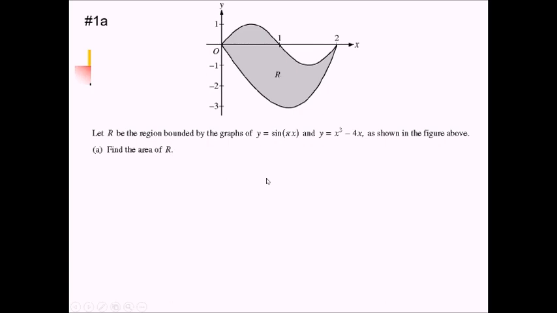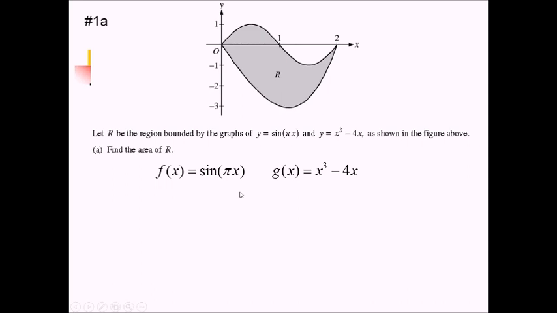Just to make my life a little bit easier, because they didn't give these functions names on their own, I'm going to define the sine of pi x function as f of x, and I'm going to call this other function here g of x. So now I can refer to these quickly and easily without having to write the whole function out.